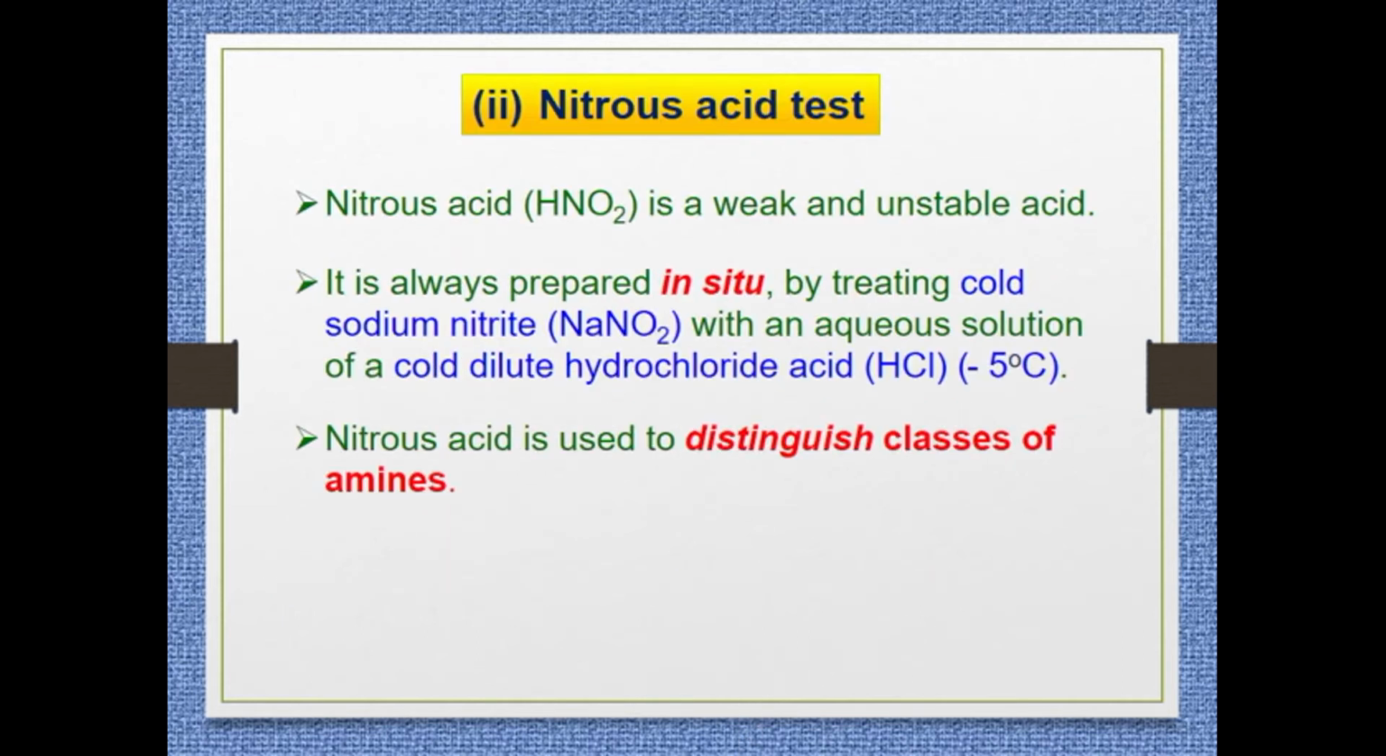Now let us look at the second reaction of amines, which is called nitrous acid test. Nitrous acid, or HNO2, is a weak and unstable acid. Therefore, nitrous acid is always prepared in situ by treating cold sodium nitrite, NaNO2, with an aqueous solution of cold dilute hydrochloric acid, HCl. Nitrous acid is always used to distinguish classes of amines.